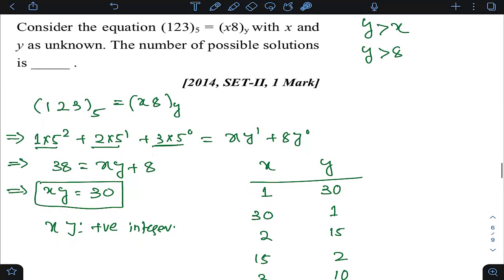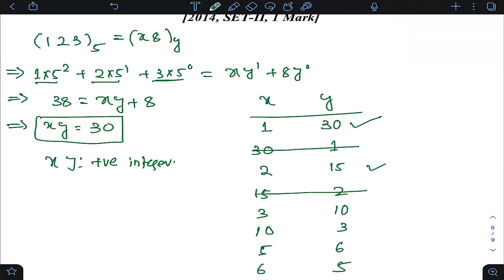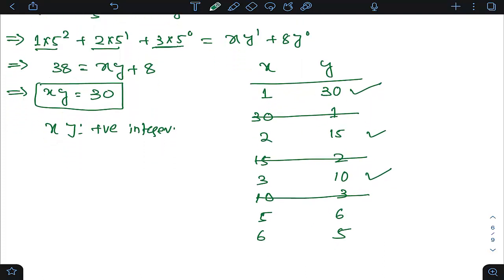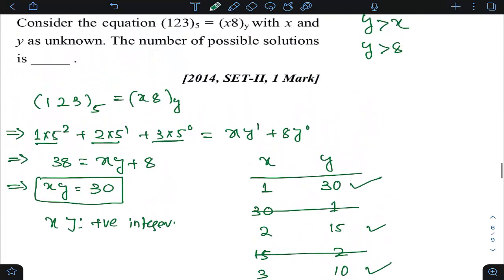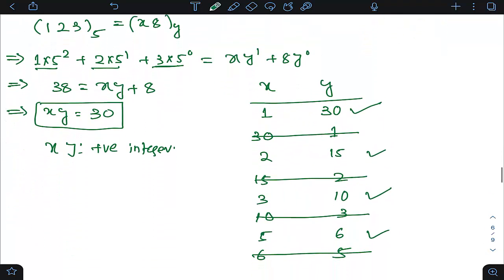So y is greater than x means this is valid, this is not valid, this is valid, this is not valid, this is valid, this is not valid, and y greater than x, this is valid and this is not valid. So out of 8, 4 are gone, so we are left with 4. So we have checked this condition. Then let us check y greater than 8 as well. y is 30, fine. y is 15, yes, y greater than 8. y is 10, y greater than 8.